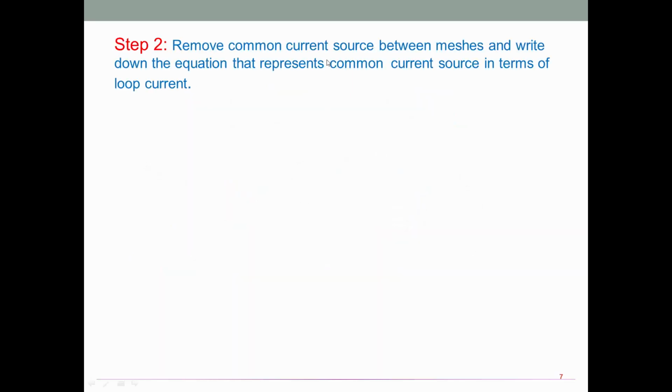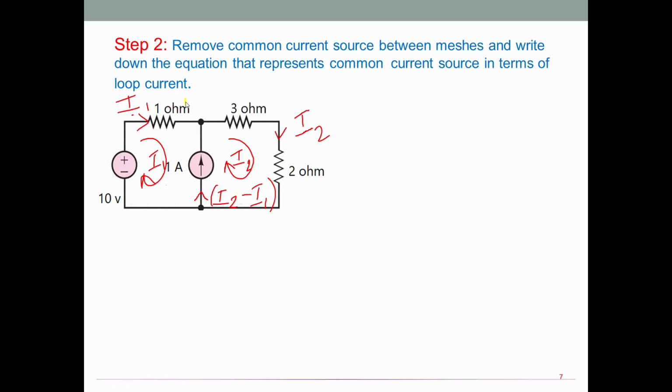Then in step 2, remove the common current source between meshes and write down the equation that represents the common current source in terms of loop current. That is what we did in the previous example also. Now remove this current source, which is common between loop number 1 and 2, and write it in terms of loop current. What is this current source? I2 minus I1, actually 1 amp. The current flow in this branch is I2 minus I1, which is also called 1 amp. Now this is equation number 1. After removing the current source, your circuit diagram looks like this.